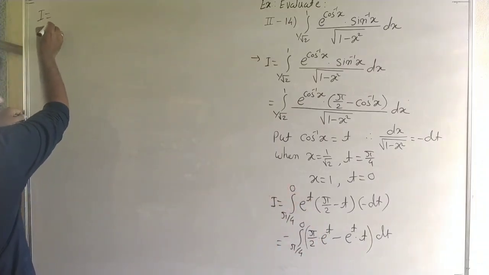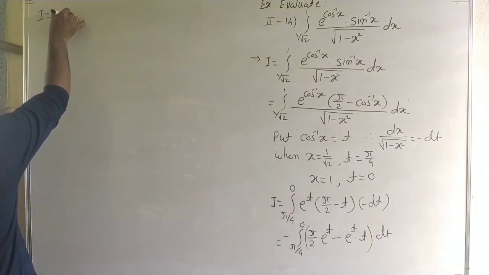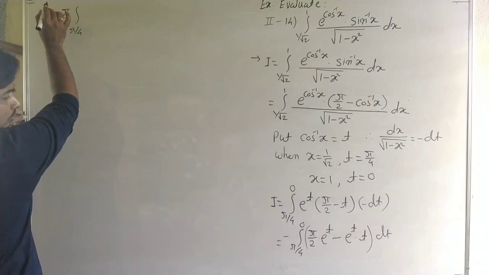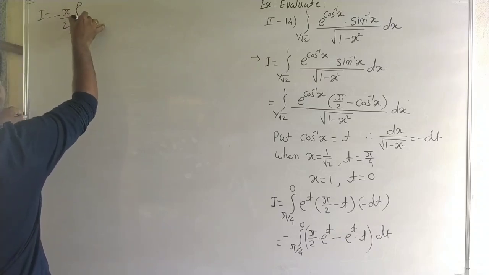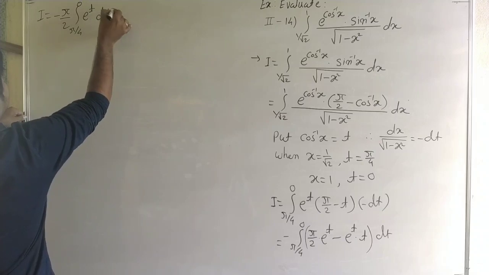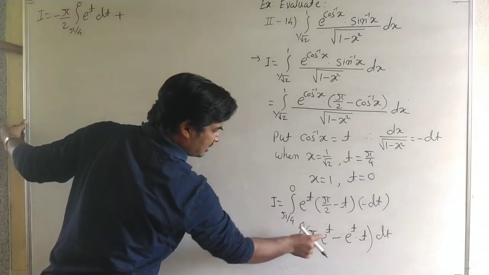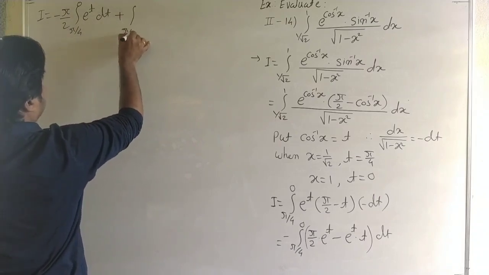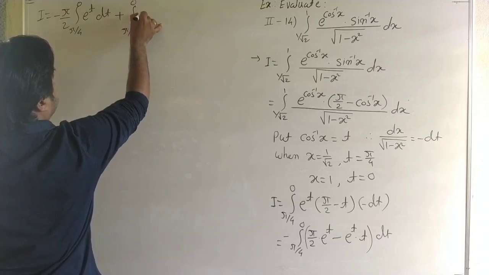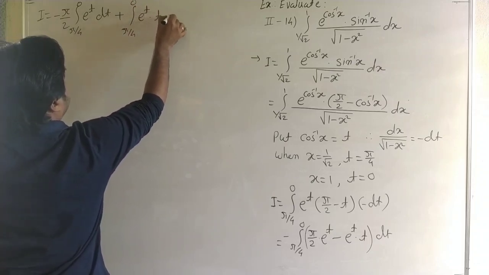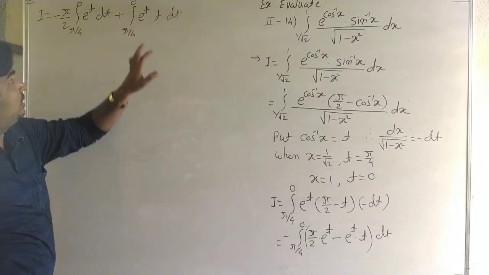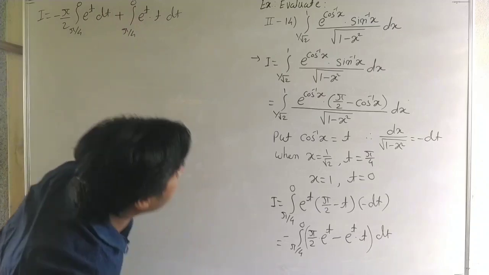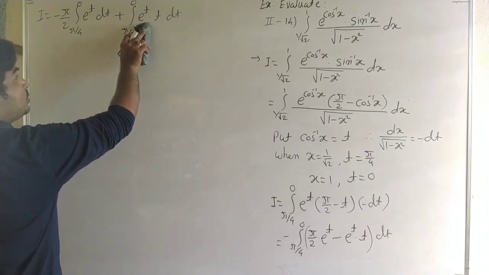Therefore here minus pi by 2 into integral pi by 4 to 0 of e raised to t dt. And here, plus, since this minus and this minus make a plus, into integral of pi by 4 to 0 of e to the power t into t dt. Now see carefully: the first is a standard integral, but here we use integration by parts, and in the integration by parts, e to the power t is exponential and t is algebraic.